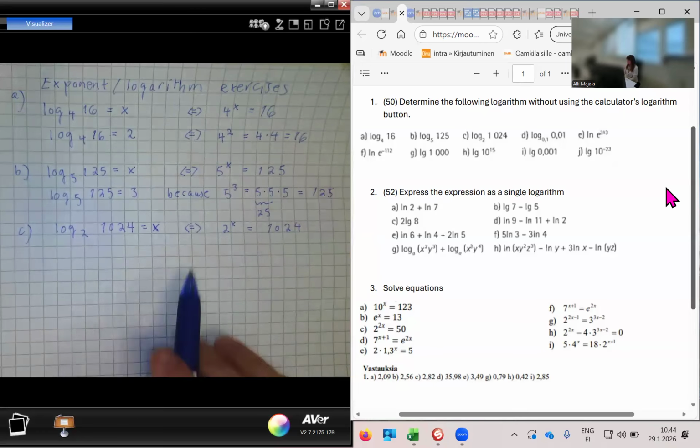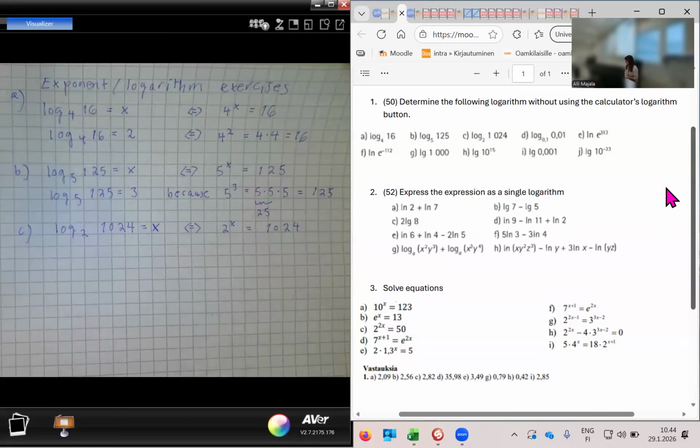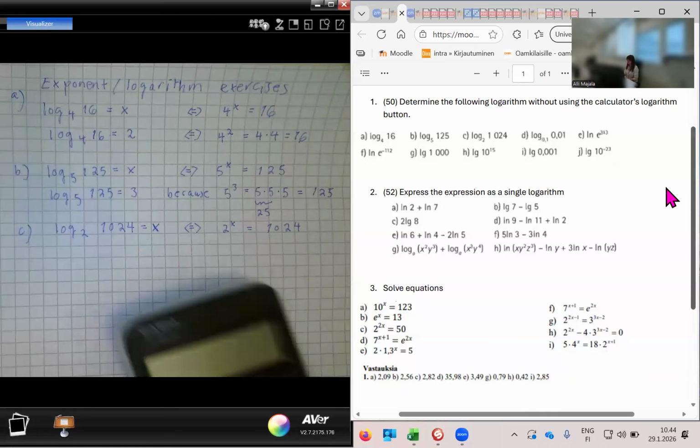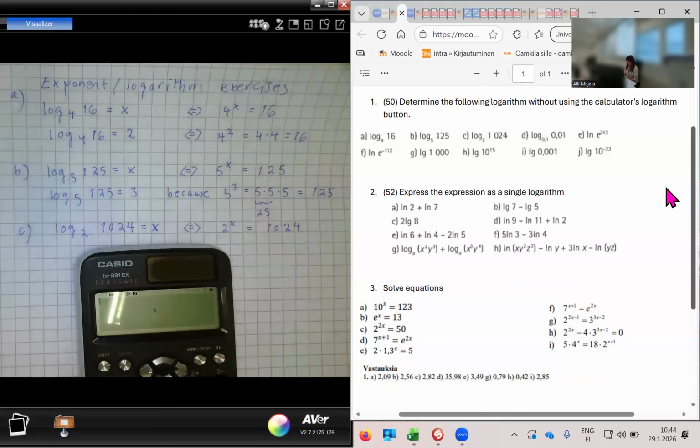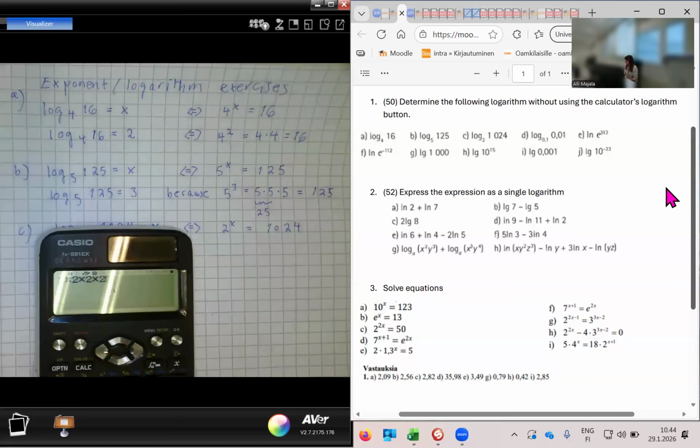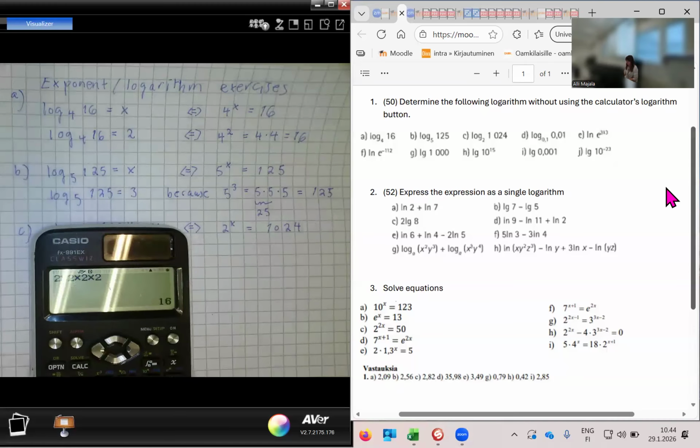This is not so easy. It's just many times multiplying the two and then you finally get there. So if one wants to solve it without the logarithm button, let's try like this. It's already 4.